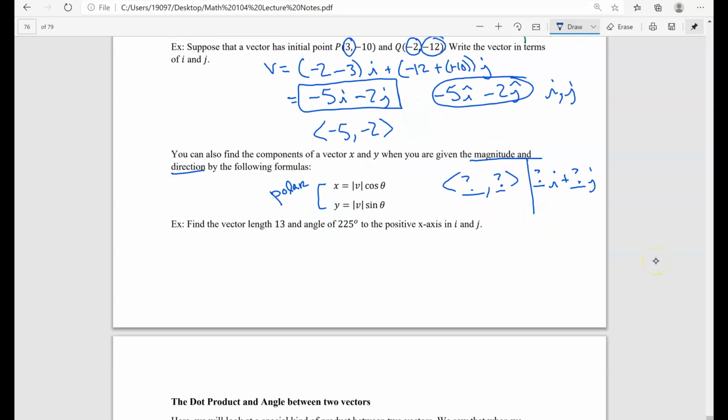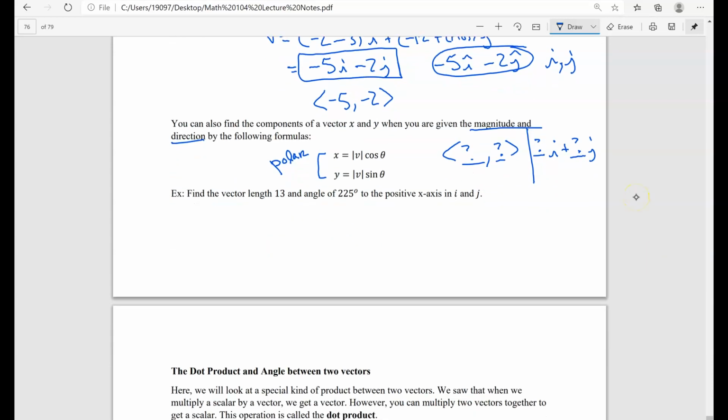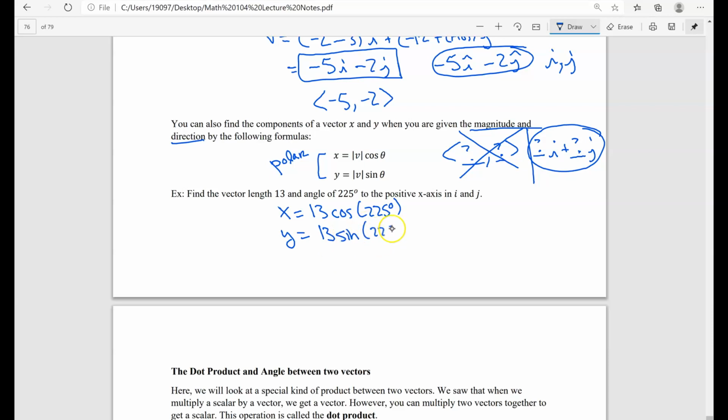So let's do this. Find the vector with length 13 and angle 225 degrees to the positive x-axis in IJ form. So we want it in this form, not in this form. All we've got to do is figure out what x is. So x is going to be the magnitude, which is 13 cosine of 225. And then we're going to find the y component, which is 13 sine of 225.